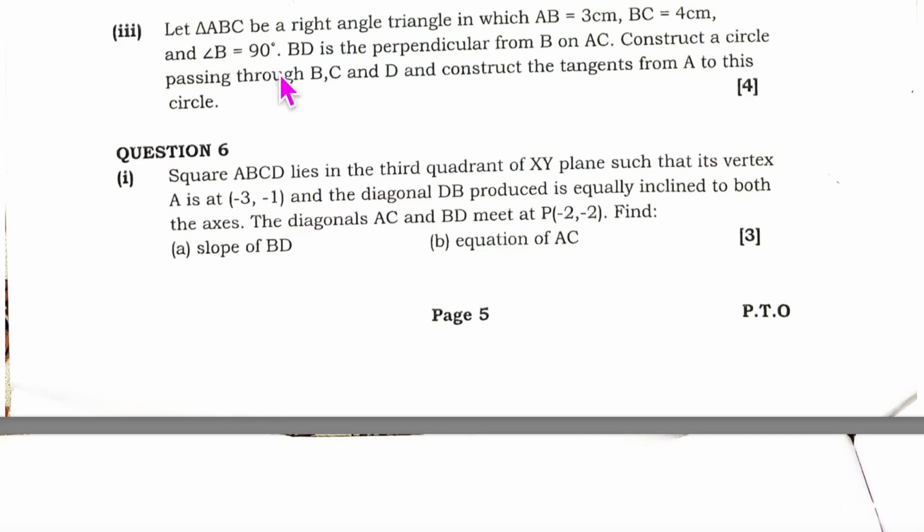Read this. Let ABC be a right angle triangle in which AB equal to 3 centimeter, BC equal to 4 centimeter, and angle B equal to 90 degree. BD is the perpendicular from B on AC. Construct a circle passing through B, C, and D, and construct the tangents from A to this circle. Okay. So let us see.